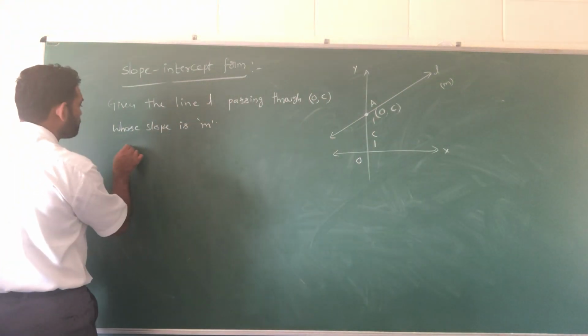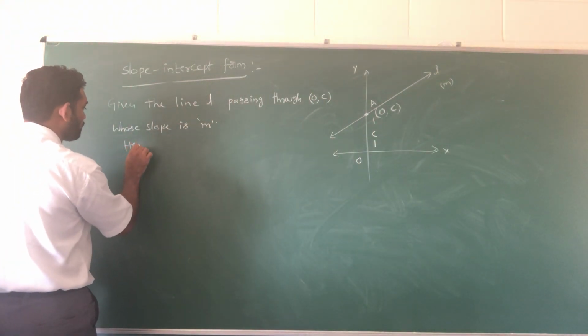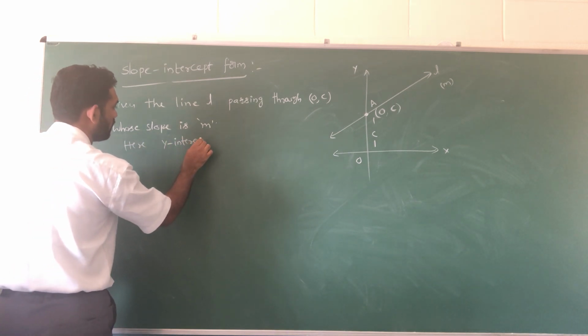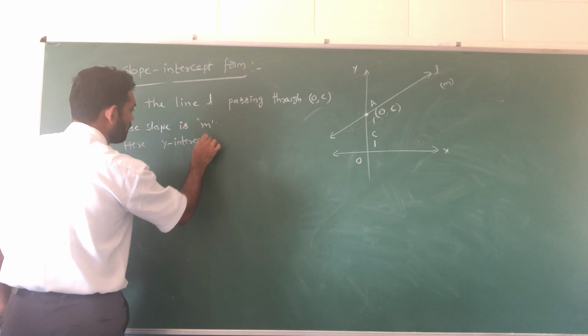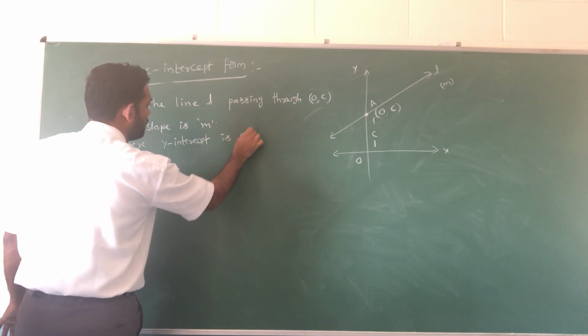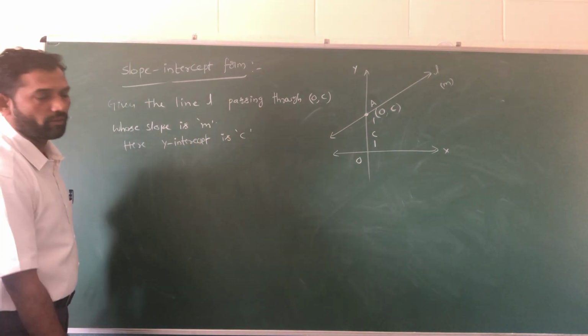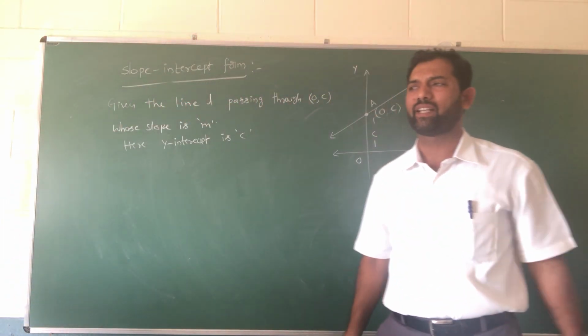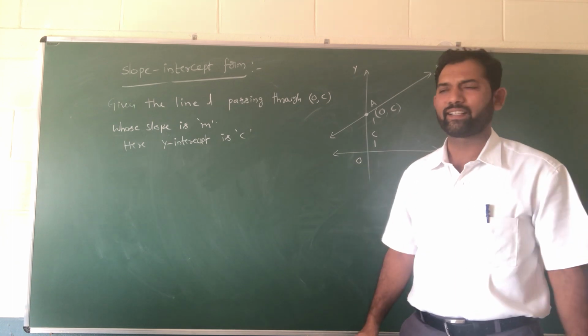So here, y-intercept is c. Y-intercept is c. ಇದಕ್ಕೆ y-intercept ಅಂತ ಹೇಳಿದ್ರು ಅಂದ್ರೆ y-axis ಮೇಲೆ ಲೈನ್ ಕಟ್ ಮಾಡ್ತಾರಲ್ಲ ಅದು y-intercept ಅಂತ.